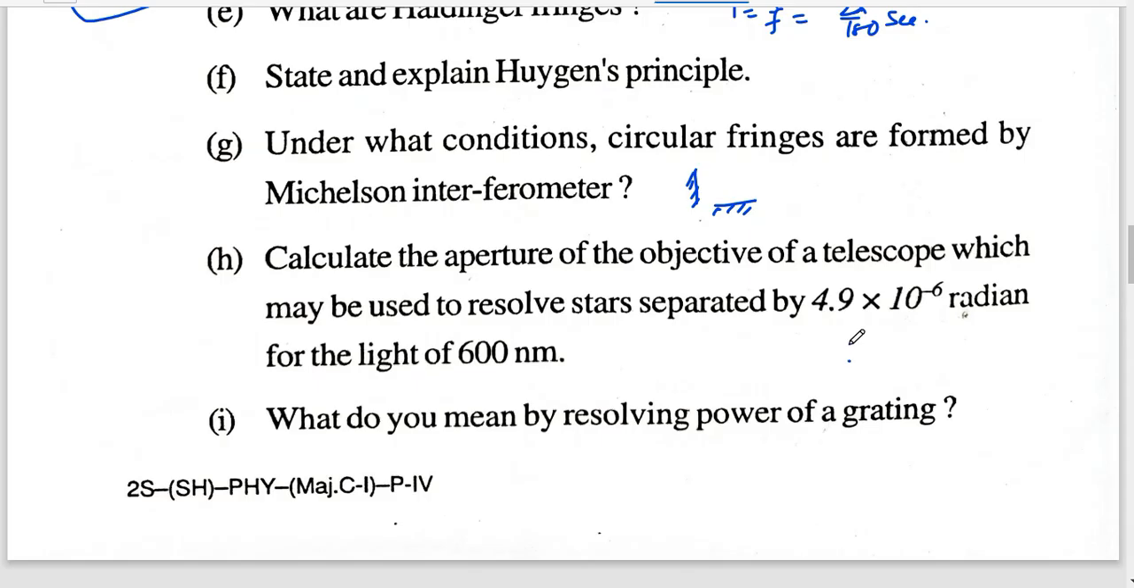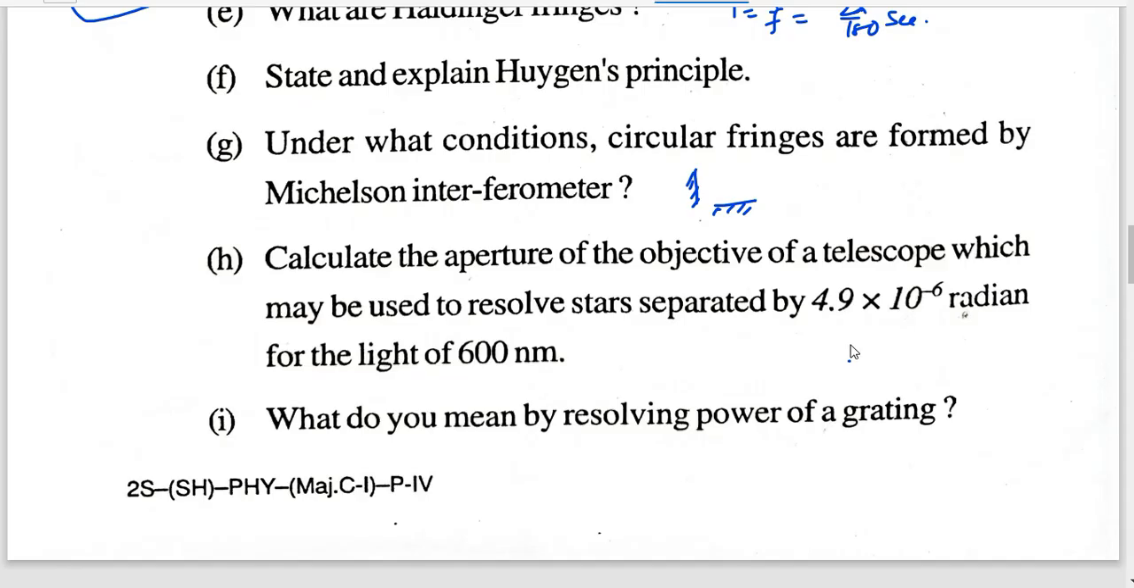Now move to the next question. Question number H. Calculate the aperture of the objective of a telescope which may be used to resolve stars separated by 4.9 into 10 to the minus 6 radian for light of wavelength 600 nanometer.